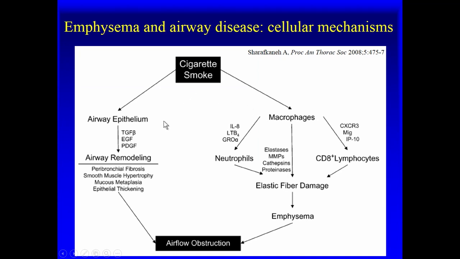So in the airway itself, the cigarette smoke leads to secretion of growth factors such as TGF-beta, which leads to the remodeling of the airways, namely the peribronchial fibrosis and the mucous metaplasia, with minimal amounts of smooth muscle hypertrophy, leading to thickening of the epithelium, which leads to airflow obstruction. As well, the cigarette smoke activates the macrophages to secrete various factors such as IL-8, which recruits neutrophils, and CXCR3, which recruits CD8 lymphocytes. And these, as well as the macrophages, release proteases, which lead to elastic fiber damage and emphysema, and both these processes together, the emphysema and the airway remodeling, lead to the airflow obstruction that is diagnostic of COPD.